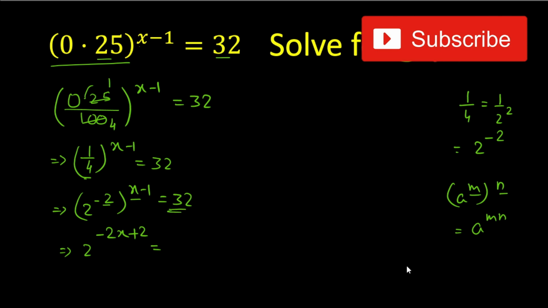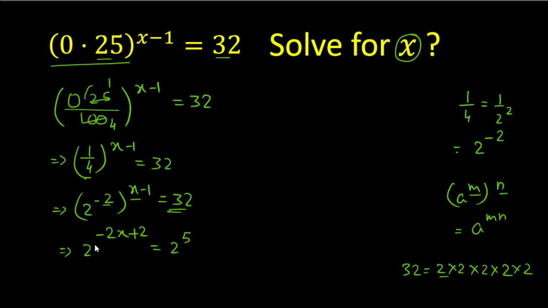So we can write 32 as 2 multiplied by 2 and so on. 2 twos are 4, 4 twos are 8, 8 twos are 16, and one more time 2. So here we have five 2s, so we can write it as 2 to the power 5.